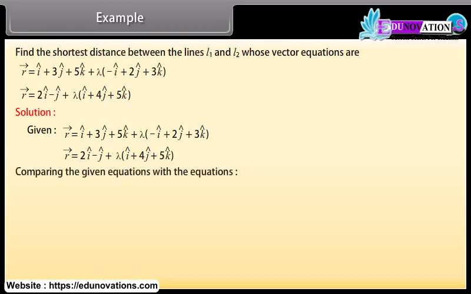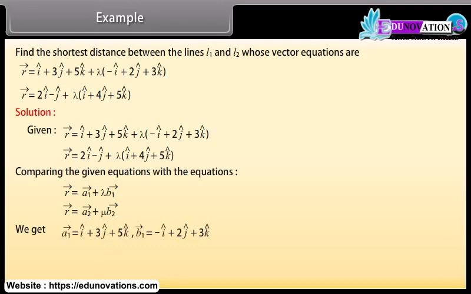Comparing the given equations with vector r equals vector a1 plus lambda vector b1, and vector r equals vector a2 plus mu vector b2, we get vector a1 equals i cap plus 3 j cap plus 5 k cap, vector b1 equals minus i cap plus 2 j cap plus 3 k cap, vector a2 equals 2 i cap minus j cap, vector b2 equals i cap plus 4 j cap plus 5 k cap. Vector a2 minus vector a1 equals i cap minus 4 j cap minus 5 k cap.